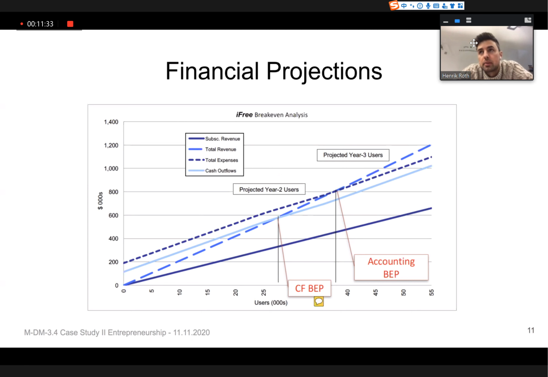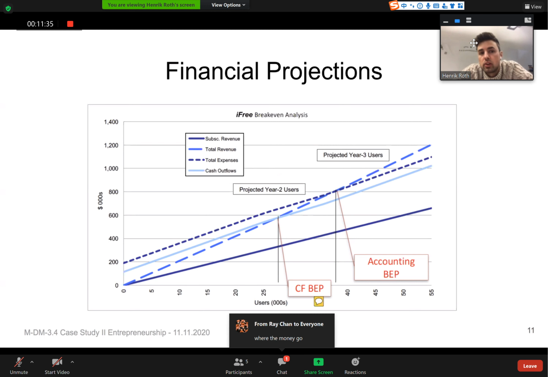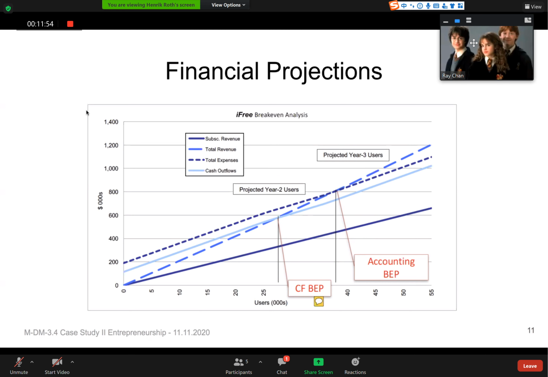So expenses and cash outflow are something different. Where the money goes. Is that how you would describe cash, Ray? Describe the cash flow. Yeah, you can. It's good. Where the money goes and where the money comes from. Yeah, it's a good explanation, right?